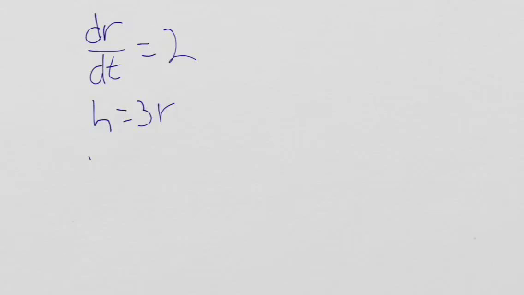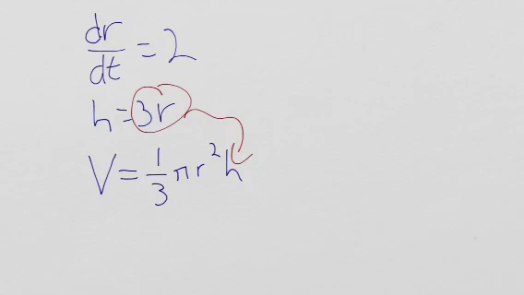So if we want dv dt, we're going to need to have volume in here somewhere. So we have the volume of a cone equals 1/3 pi r squared times h. We have dr dt, so we want to keep r around because we want dr dt to show up, since that's our given information. So we want to replace h. Instead of writing h, we're going to write 3r because h is equal to 3r. So we get that the volume equals 1/3 pi r squared multiplied by 3r.